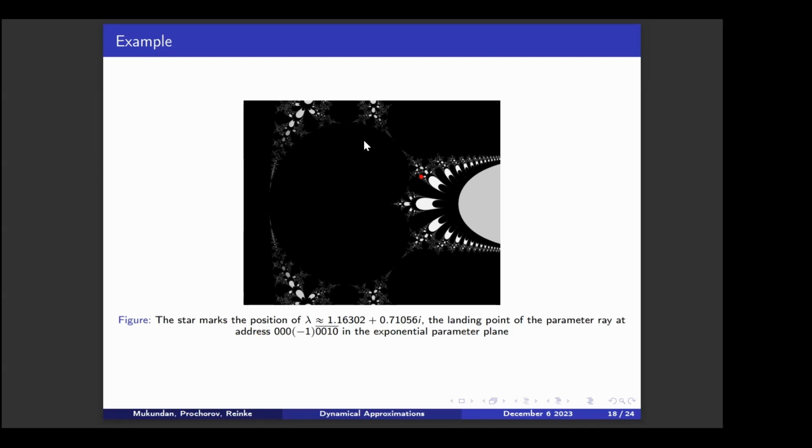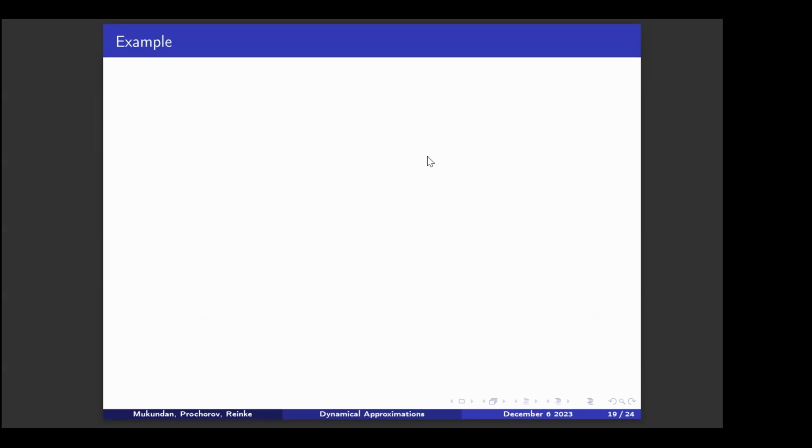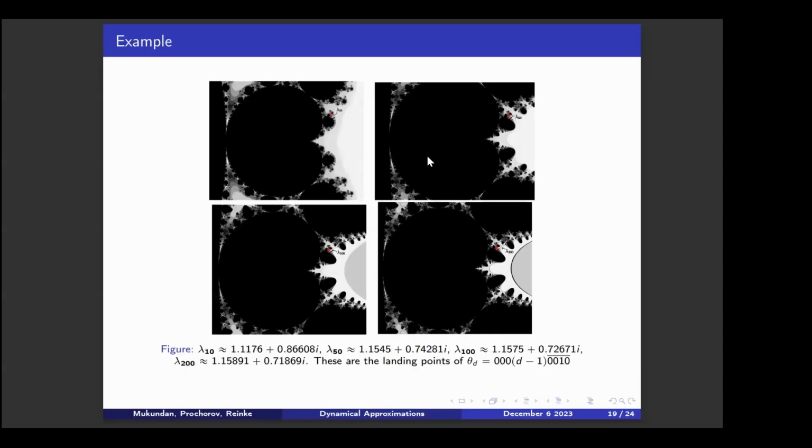And I'm also going to show you what the approximating parameters look like. Each of these pictures is a space of degree n polynomials with a single critical point. So every one of these is like lambda times 1 plus z over n to the n, in a single picture.